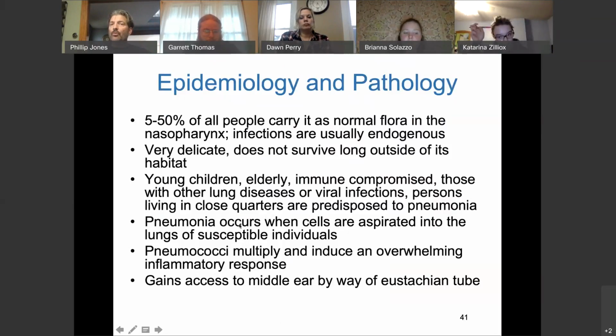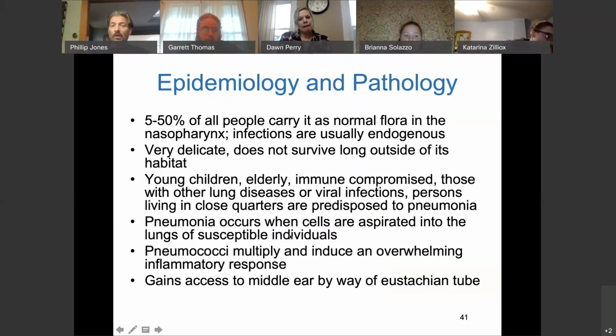So young children, if you're immune compromised, other lung diseases, viral infections, or persons living in close quarters are predisposed to pneumonia. All right, this may be possible because if somebody has pneumonia and you're getting it back and forth, it's much more prevalent to get it. And I hate to bring up COVID again, but they're saying right now that the worst thing you can be is isolated with somebody with COVID, even if they're asymptomatic, because they may have it, not have any signs or symptoms. They're giving it back and forth constantly. Just something to think about.